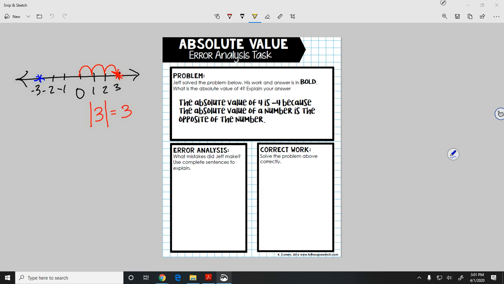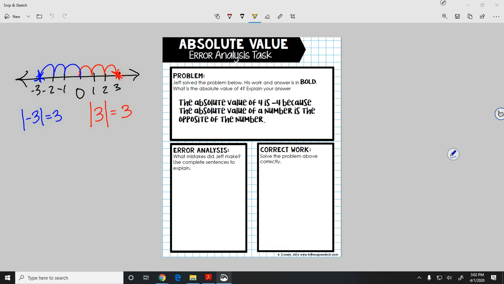So what if we wanted to look at -3? How far away is -3 from 0? So we do the same thing. We'd start at 0, and there'd be 1, 2, 3 hops to -3. So the absolute value for -3 would be 3. So we would write it, absolute value of -3 equals 3. It's not always the opposite, it's the distance between that number and 0.